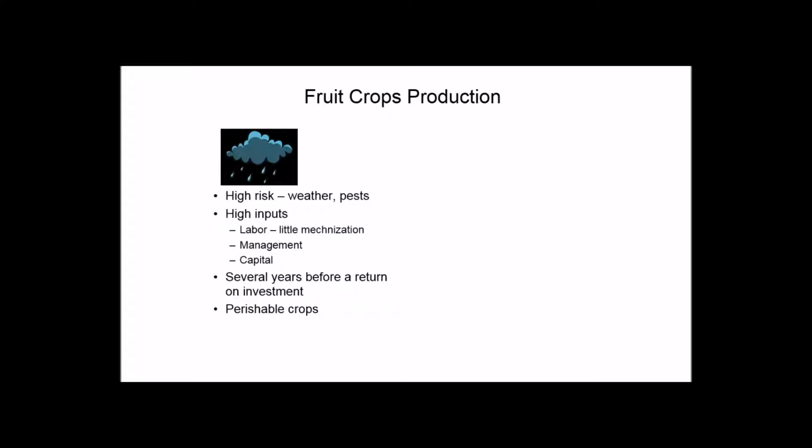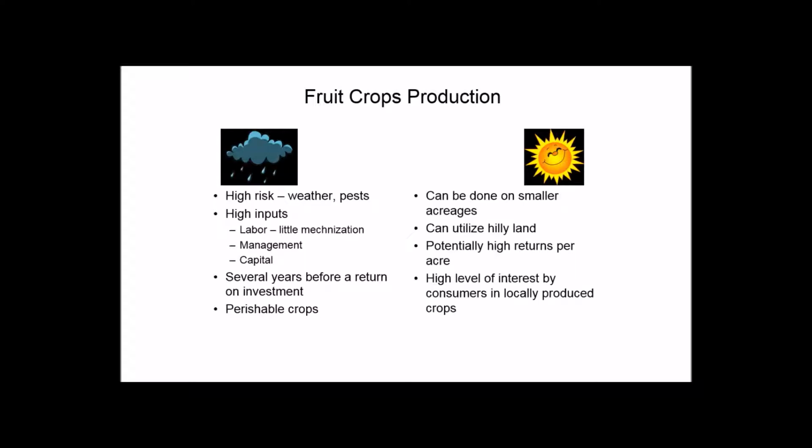And then there will be another lag period between that first harvest and when you hit full yield for that crop. In addition, fruit crops tend to be more perishable than others, and the time that you have to get a crop off the plant into market can be very narrow. On the other hand, there are some positives. Fruit production can be done profitably on smaller acreages.